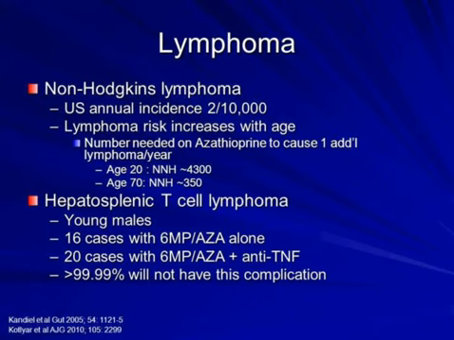Hepatosplenic T-cell lymphoma is another lymphoma that has been associated with azathioprine. And I mention it because it is usually fatal. It's a very rare cancer. There have only been about 100 to 200 cases reported in the entire literature. Most cases are in young males. And of those, there have been about 36 cases associated with azathioprine.